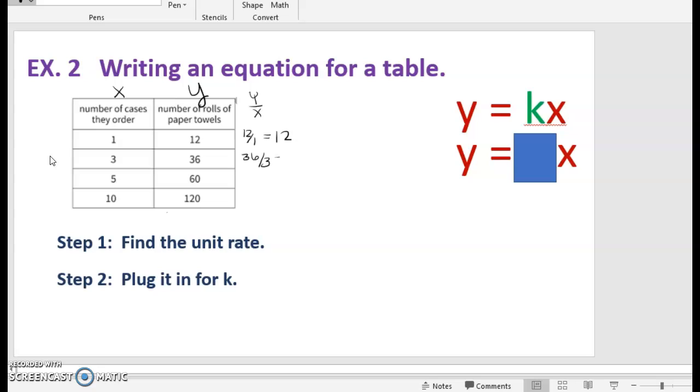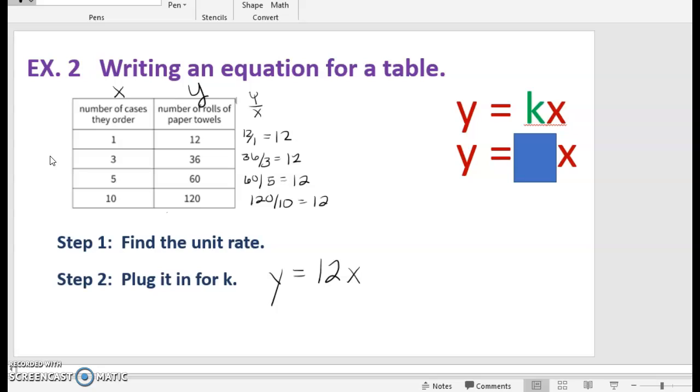36 divided by 3 is also 12. 60 divided by 5, 12. 120 divided by 10, 12. So our unit rate, also known as our constant rate or our constant of proportionality, is 12. So we're just going to plug that in. y equals 12x, where the unit rate is 12.